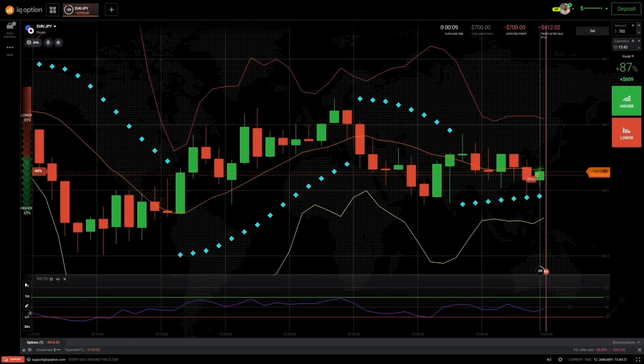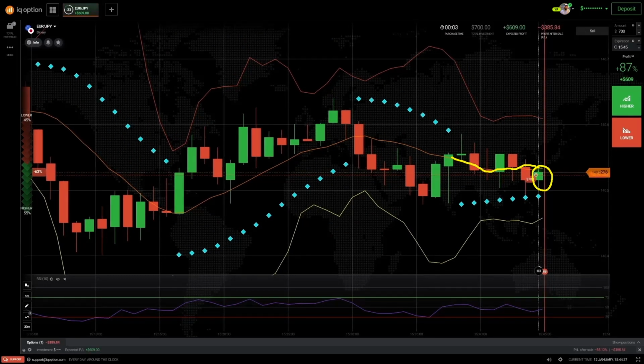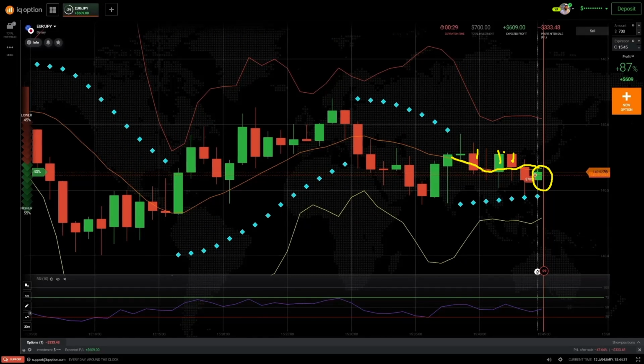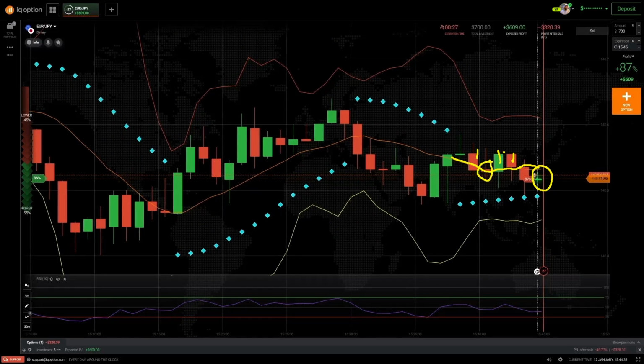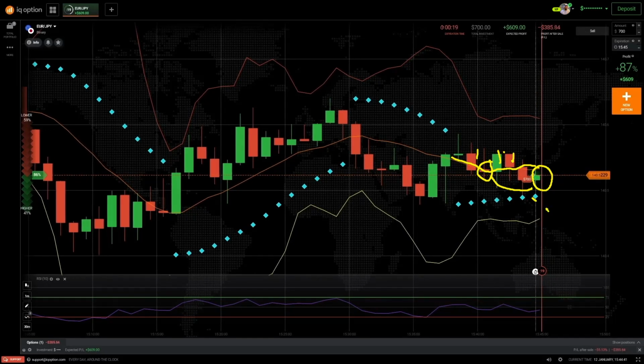This one is also going down. So look what's happening here. Look, this one, this one, this one. And then we have this doji. So this indicates, with the help of the RSI.